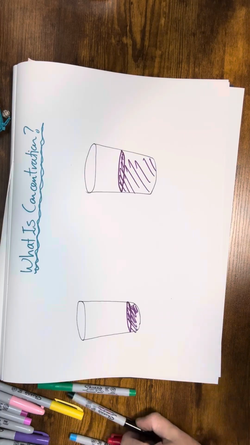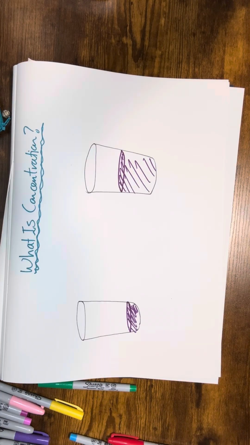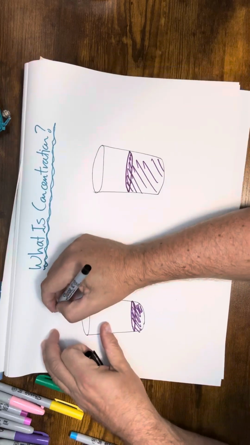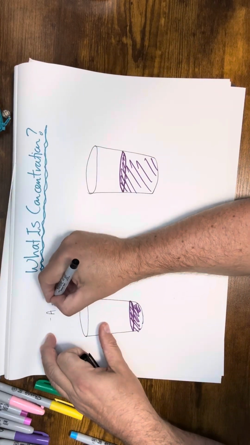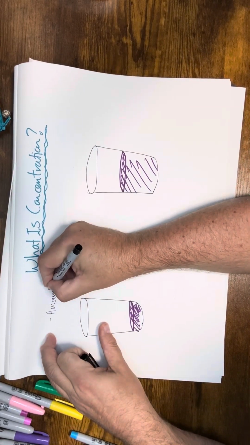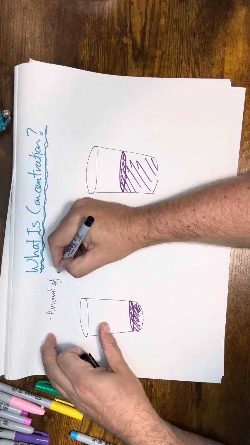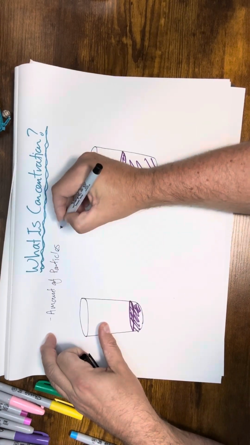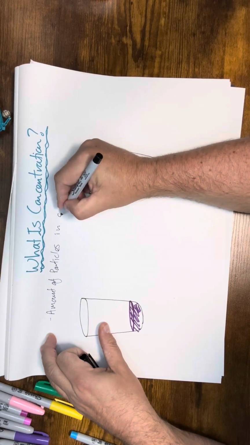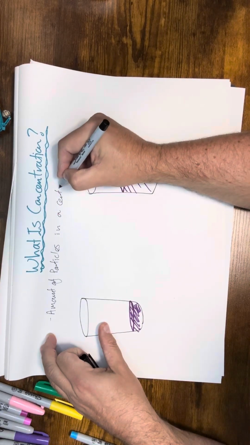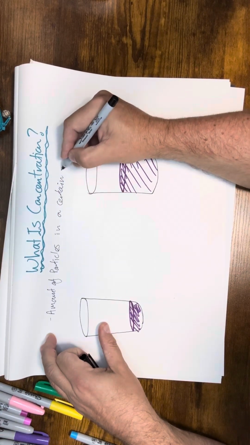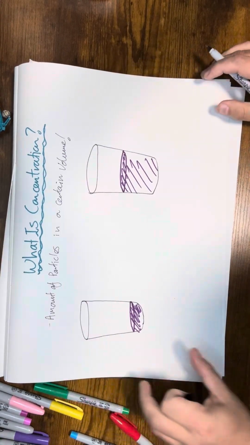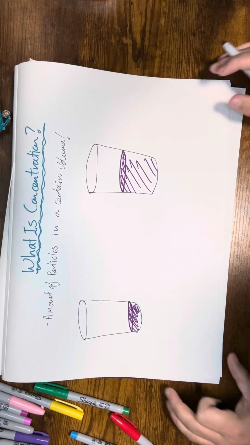We need to think about a working definition of concentration. And the way I want you to think about this is that it's the amount of particles in a certain volume. Okay, so that's how you need to think about it.